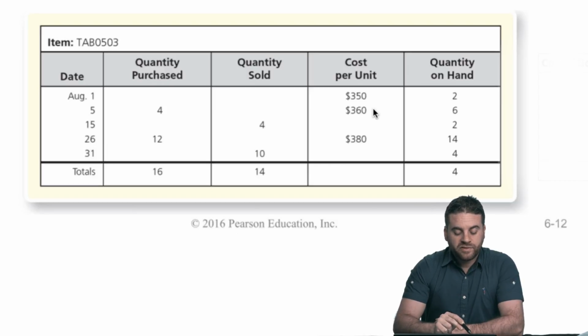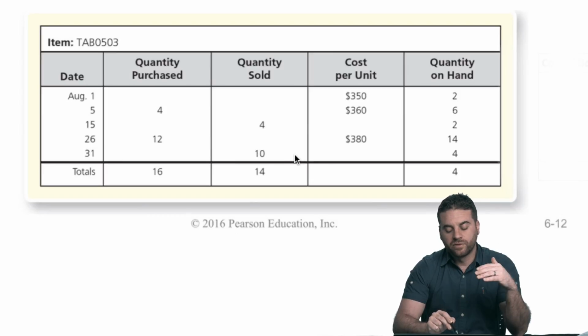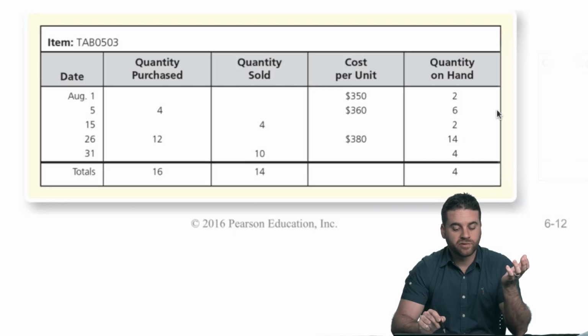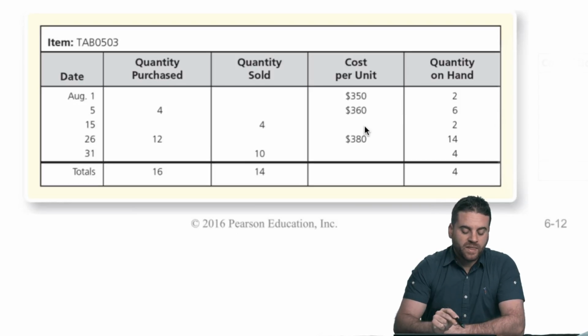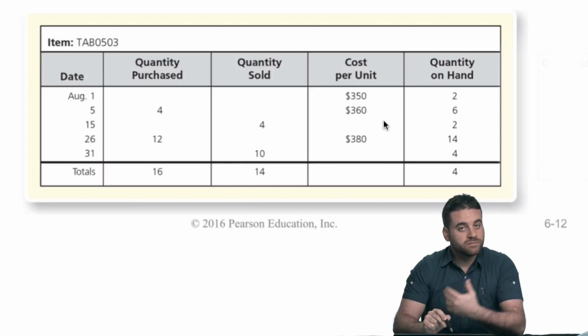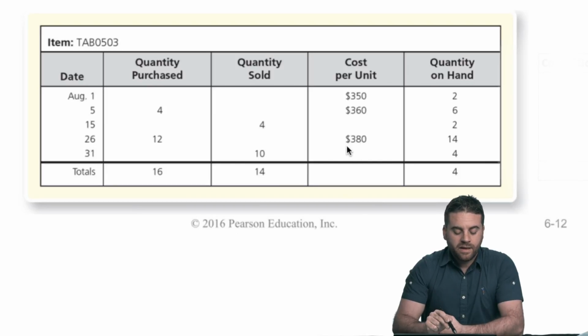And then on August 15, we sold 4 units. So remember, we had 6 on hand, we sold 4. So as of August 15, after selling those 4, we went back to 2 units on hand, which is the ending inventory as of August 15. And then August 26, we purchased 12 units. So that makes it 14 on hand. And then those 12 units cost us $380 each, which is higher than the previous purchase. And then on August 31st, we sold 10 units. So 14 minus 10, we got 4 units on hand at the end of the period.